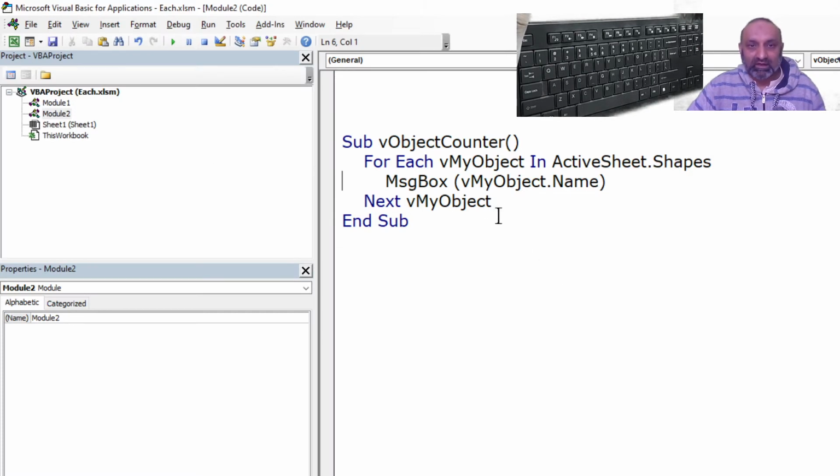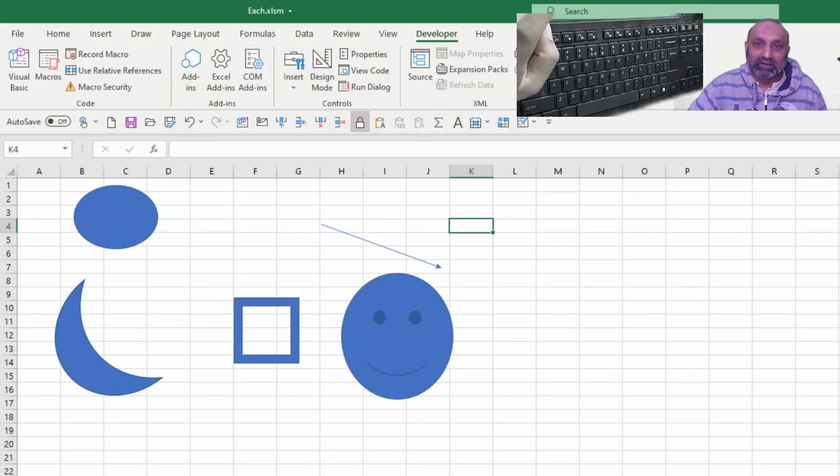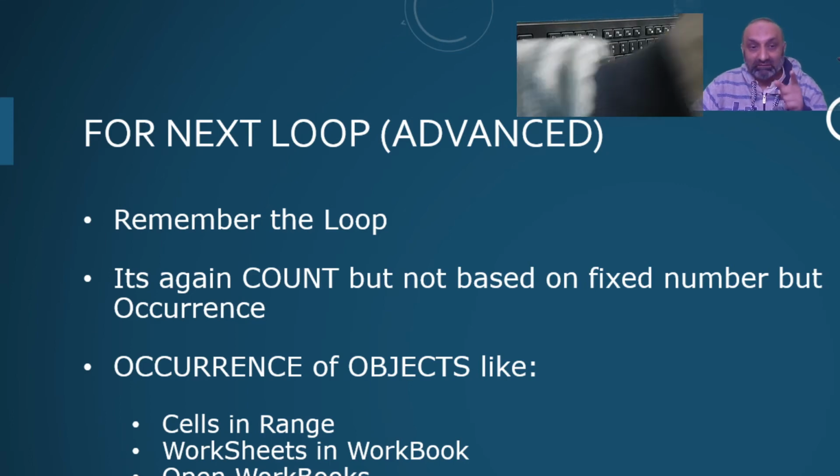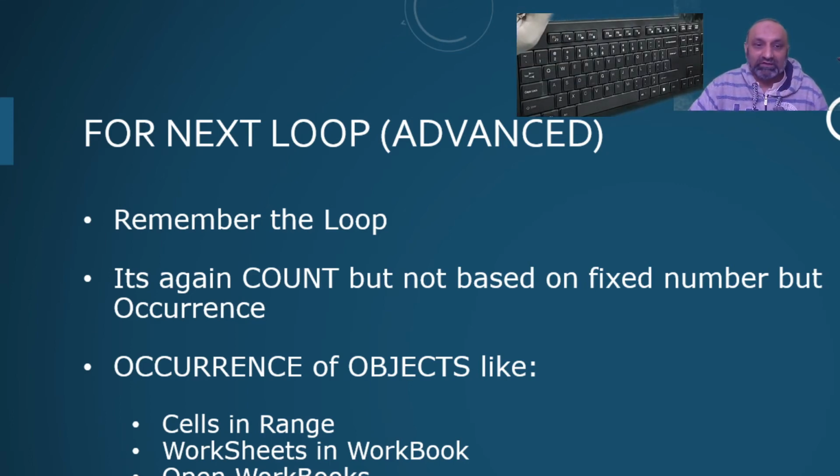Give it a try. I hope this will be helpful. We have already seen For Each Next loop when we were working with email, and there was For Each vAccount In Session.Accounts. So we have seen that, but in this video I have explained how to use it.